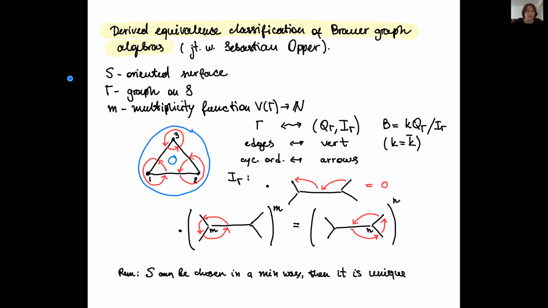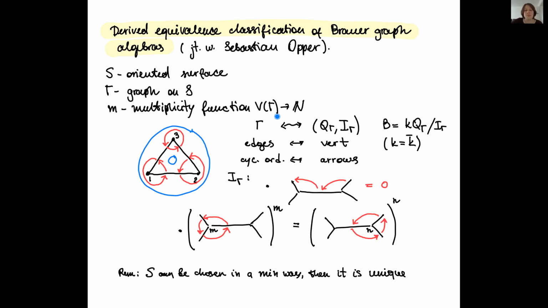We start with an oriented surface S and a graph gamma on the surface. The embedding of gamma into the surface gives a cyclic ordering of edges around each vertex of the graph. And the additional piece of data is the multiplicity function. So at each vertex of the graph gamma, we have a natural number. These are not the names of the vertices, these are the multiplicities of the vertices.